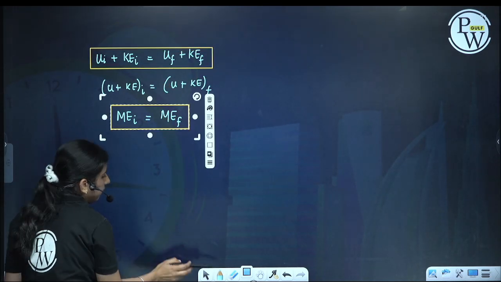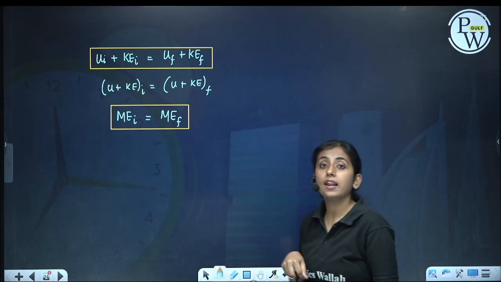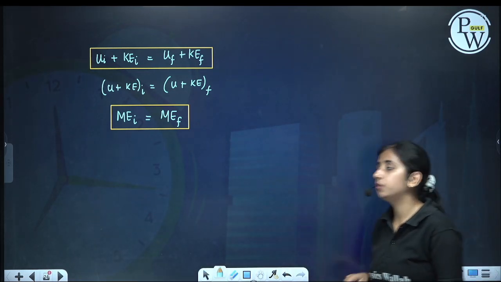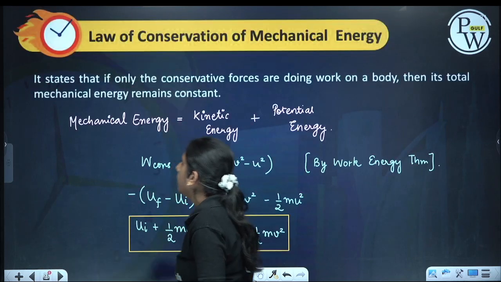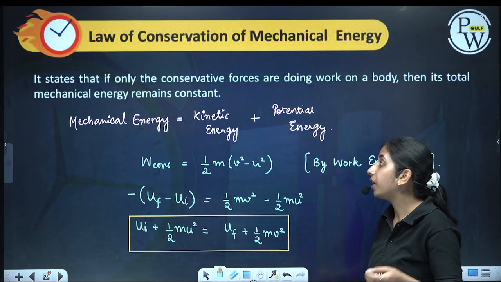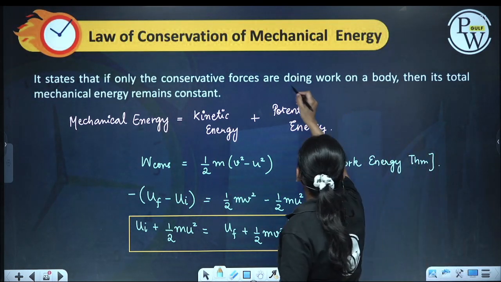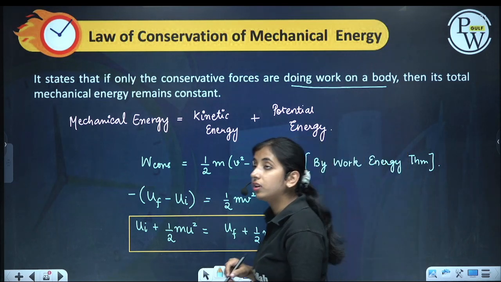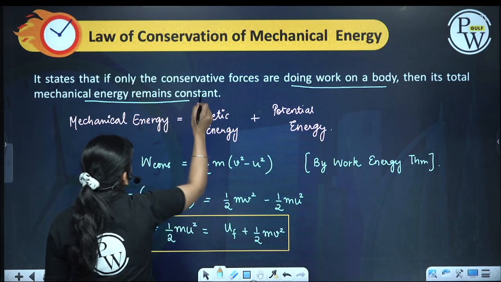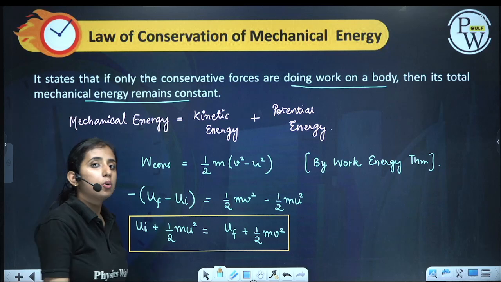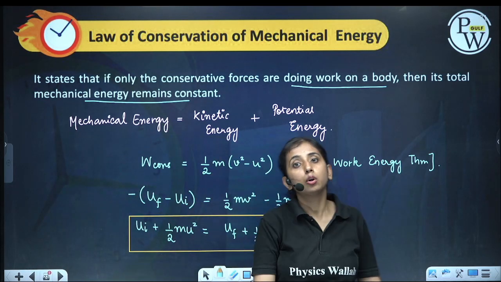Conservation of mechanical energy is only and only valid if we have conservative forces only. It states that only if conservative forces are doing work on a body, then its total mechanical energy remains constant. Total mechanical energy will be a constant.